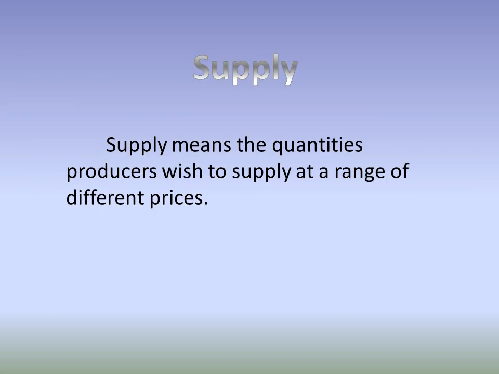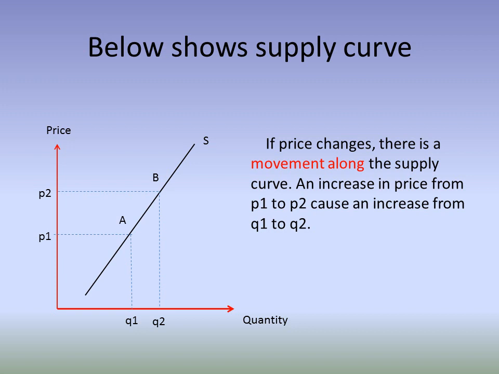The other term is supply. Basically it means how much goods need to be produced. This is a simple diagram for supply, in which price and quantity are proportional. Point A to B is movement along the curve.